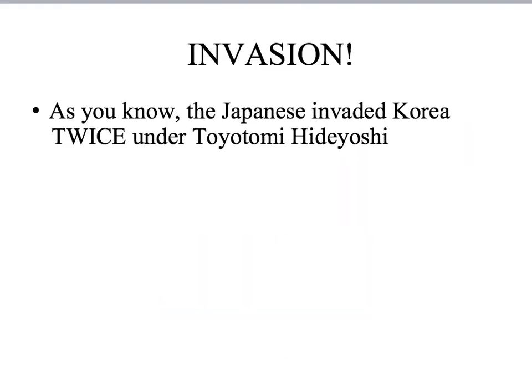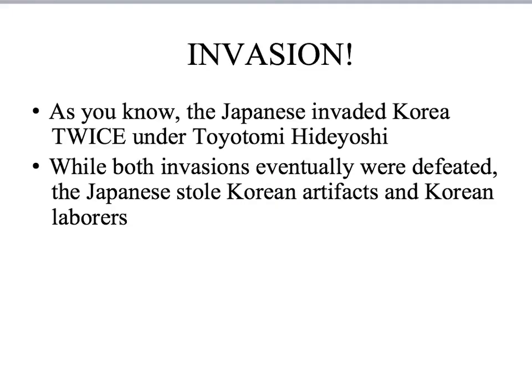Now, as we talked about with the last video, Japan makes the mistake of invading Korea twice. Now, they were successful in reaching Korea, however, they were unsuccessful in conquering Korea. Now, just because the Japanese were defeated doesn't mean that the Koreans actually won. They still suffered 2 invasions, and the Japanese did terrible things to them in their country.